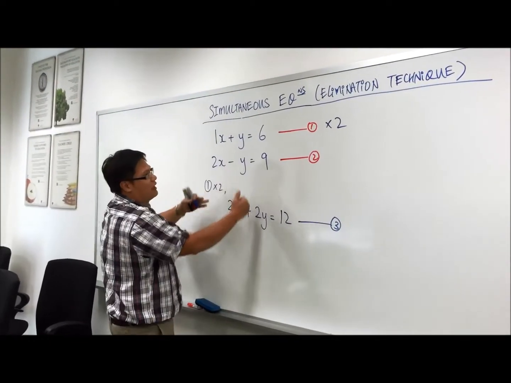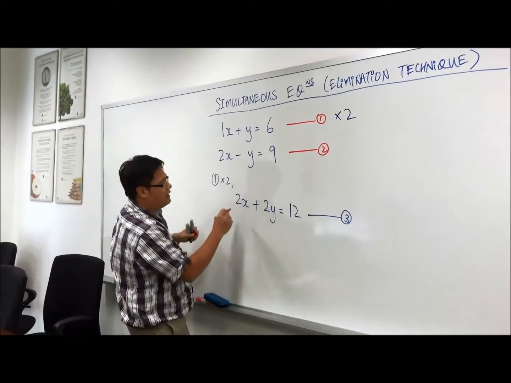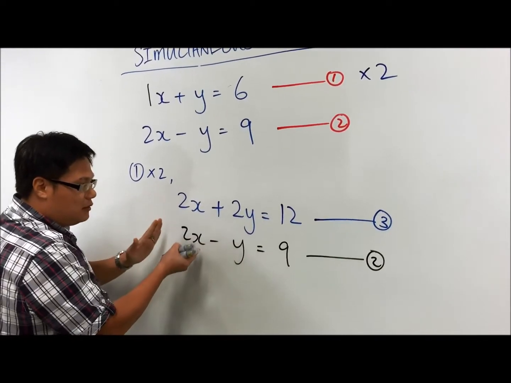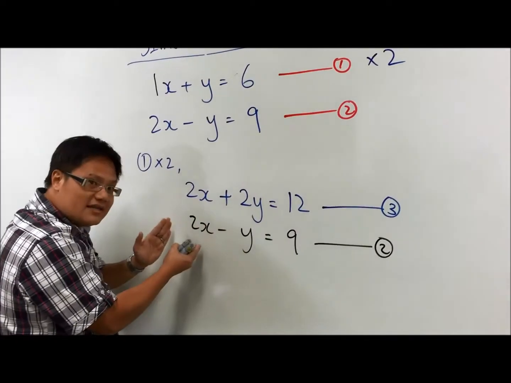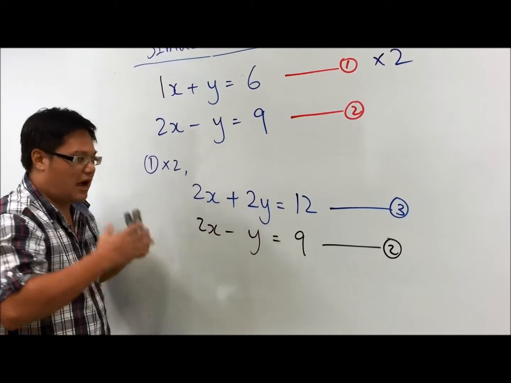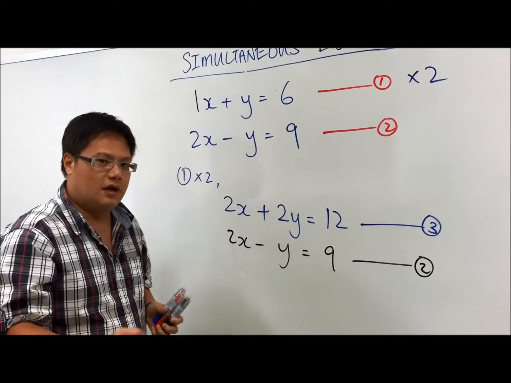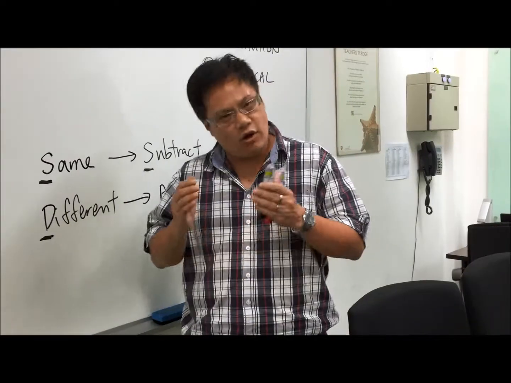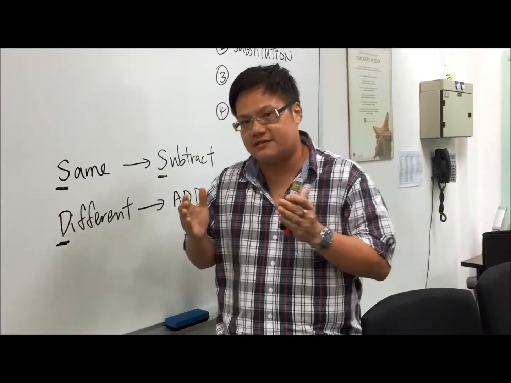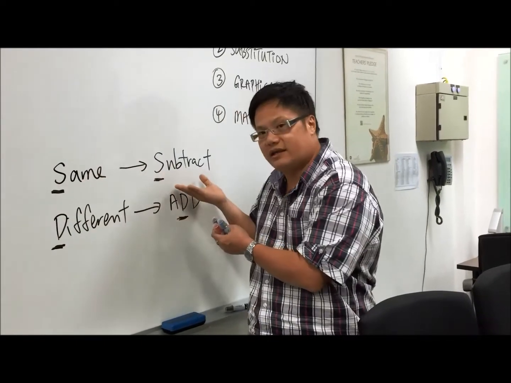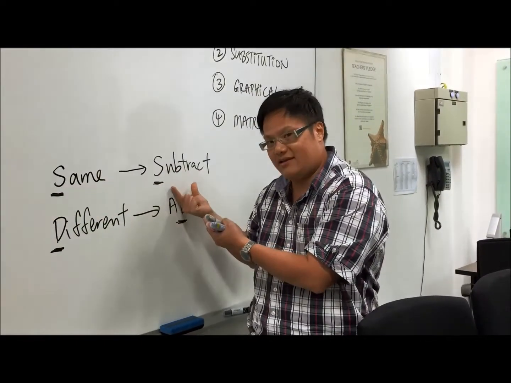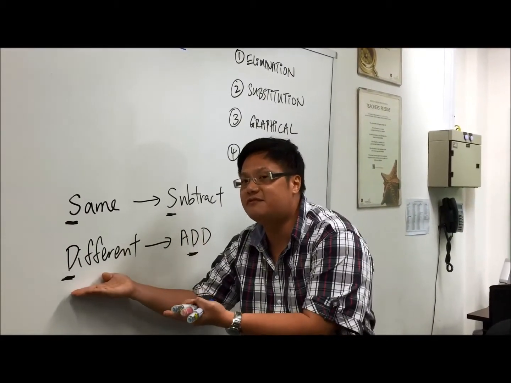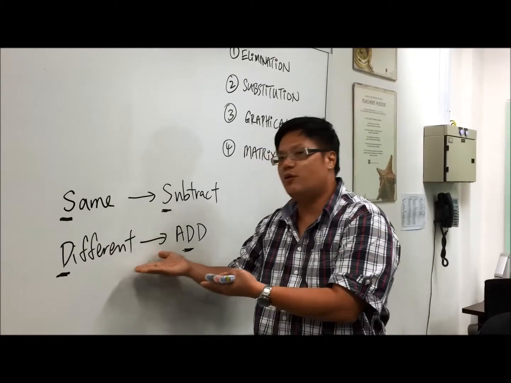If we take a look at equation 2 and equation 3, I rewrite equation 2 below. Equation 3 is 2x plus 2y equals 12, and equation 2 is 2x minus y equals 9. How can I eliminate them now? I'm going to share a technique with you that will help you remember it better. When the operational signs of the coefficients are the same, you subtract them. When the operational signs of the coefficients are different, you add them.